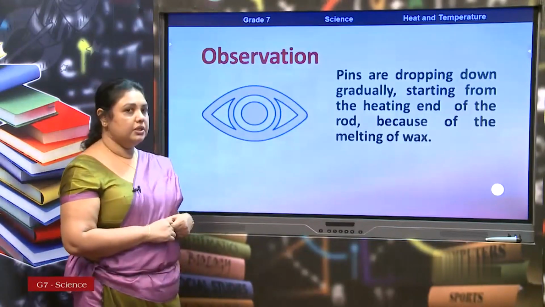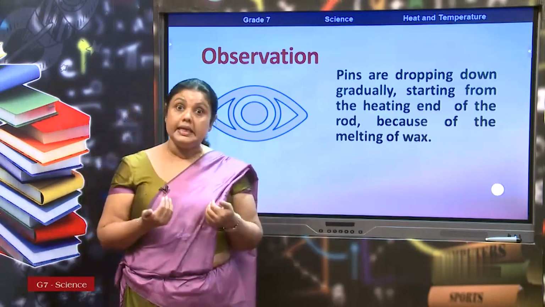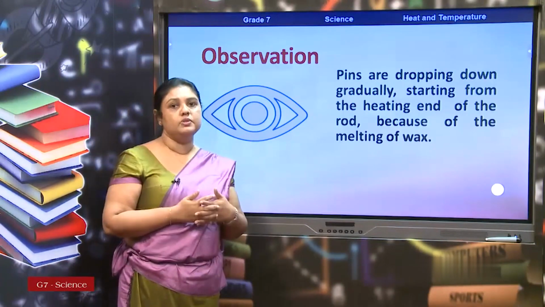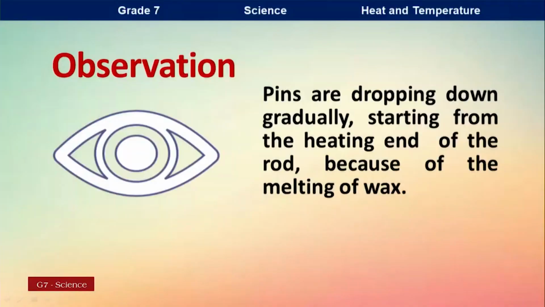Right. Observation. You know what observation is. What you see is observation. You can write it; I don't even have to give you the observation. Pins are dropping down. That is one. Pins are dropping down. Did they drop down at once? No. They drop down gradually.